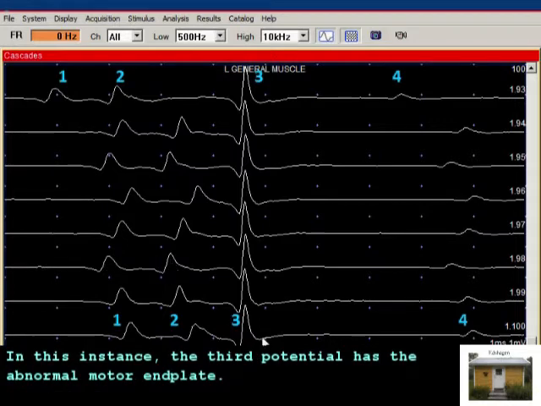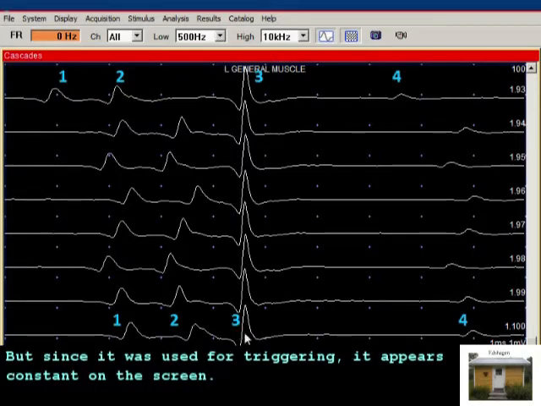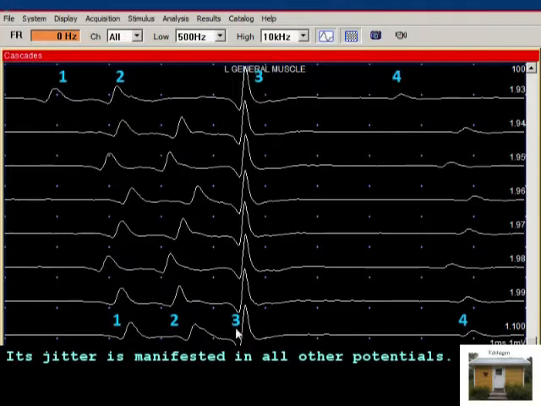In this instance, the third potential has the abnormal motor end plate. But since it was used for triggering, it appears constant on the screen. Its jitter is manifested in all other potentials.